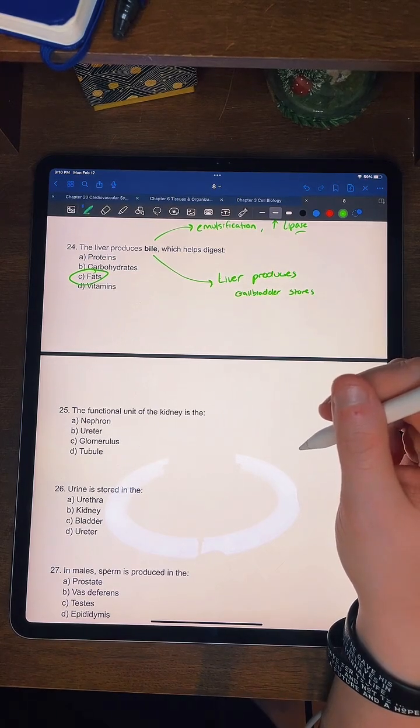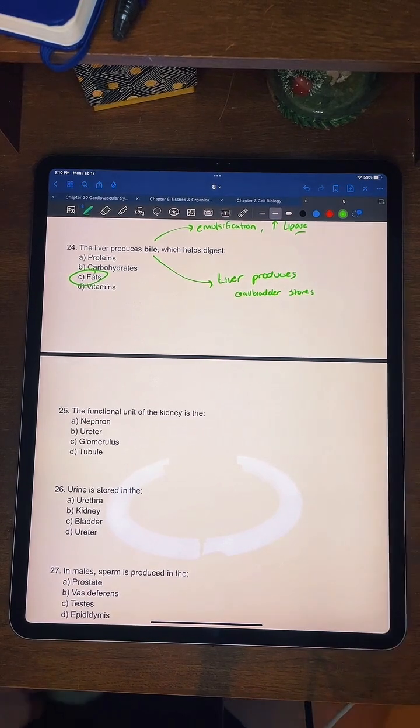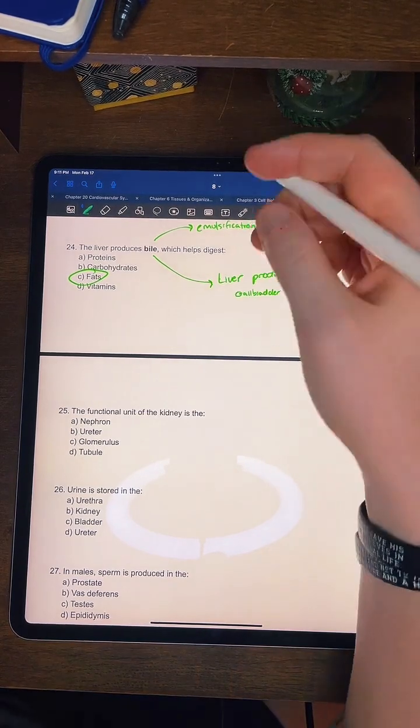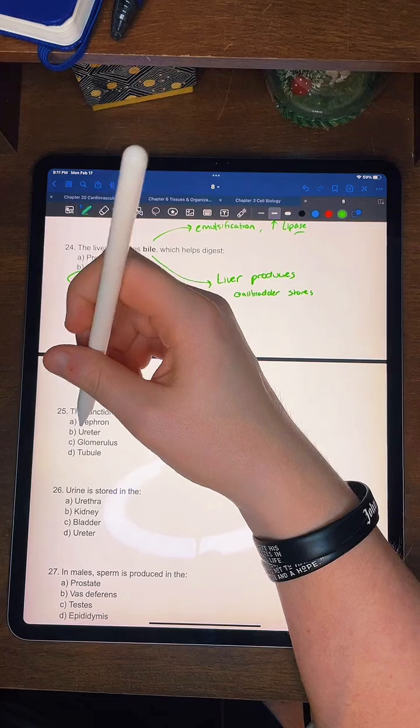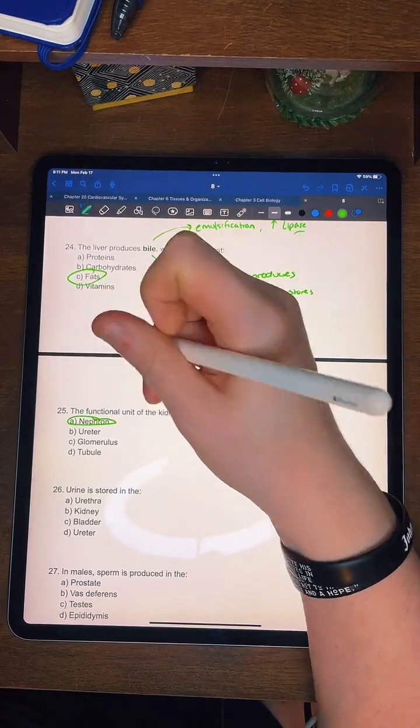25. The functional unit of the kidney is... Let's move on here. Some of you guys emailed me saying you're supposed to take your test next week. Gotcha. I'll definitely take a look into it for you. Thank you for sending me the email. Anyway, the functional unit of the kidney is... I've seen some answers here, but it is the nephron.